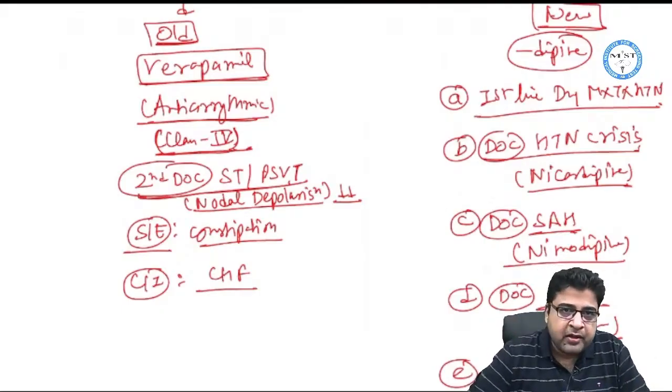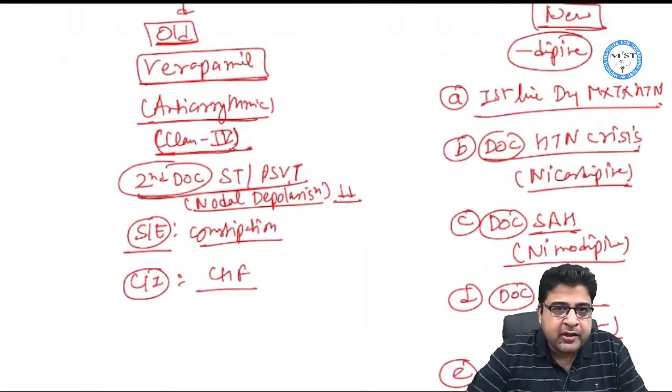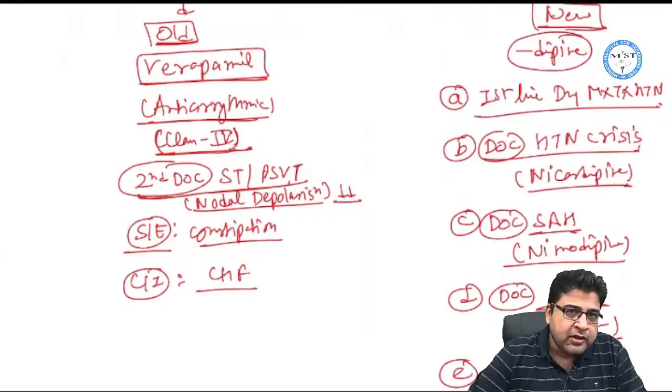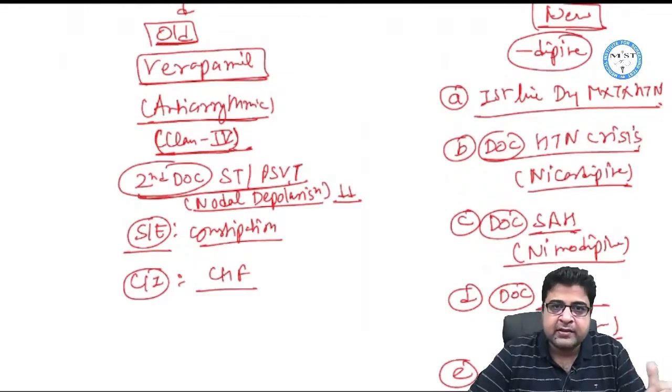We discussed already in a previous topic that the drug of choice for sinus tachycardia is beta blocker. The second drug of choice is verapamil. For PSVT, the drug of choice we will discuss later on, but here we are discussing that the second drug of choice for PSVT is verapamil.